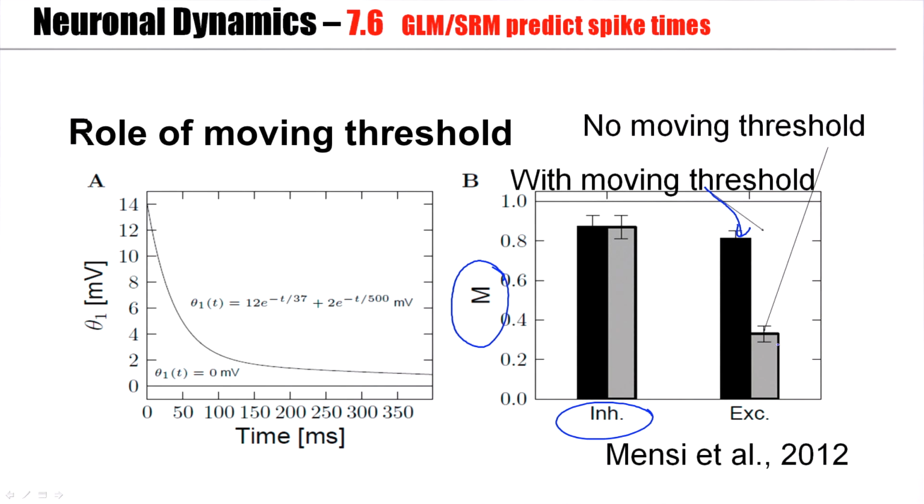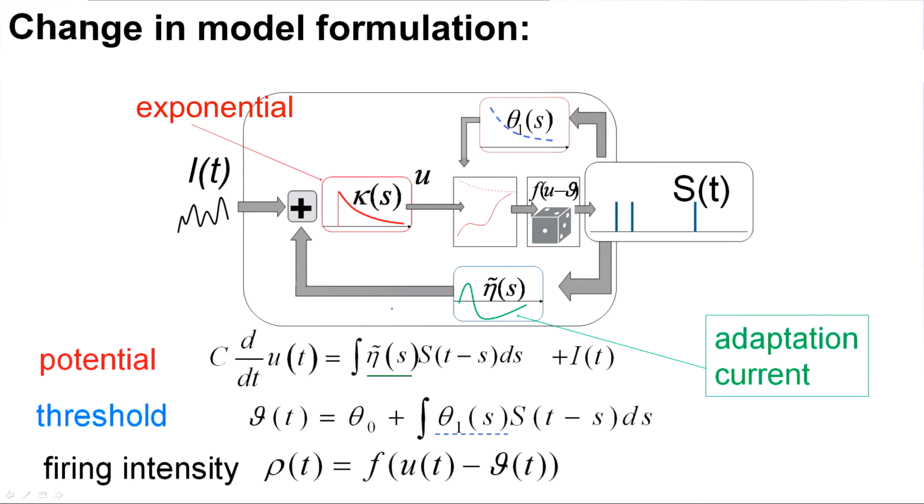Note that the filter eta could also be used to optimize this quality factor M of spike times. However, then we would lose the possibility to describe the subthreshold membrane potential. So we need a separate eta for the subthreshold membrane potential and have theta 1 for optimizing the spike time prediction. Now there are two different model variants.